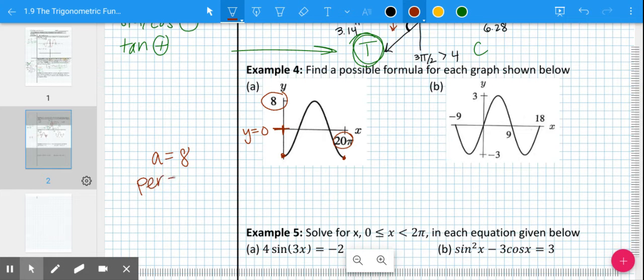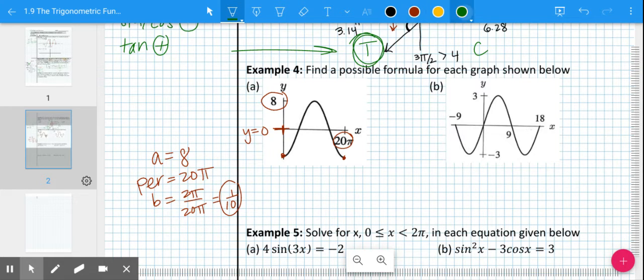If the period is 20 pi, the period is 2 pi over b, so you can set that equal. But you can also find b by doing 2 pi over the period and reducing that. And that should give you 1/10 for your b value. So it's always a little tricky to find that one.